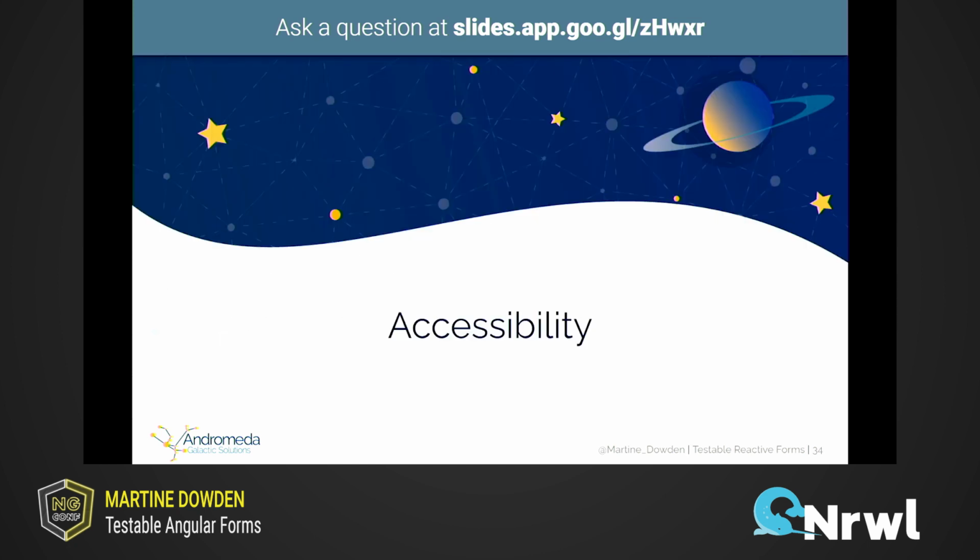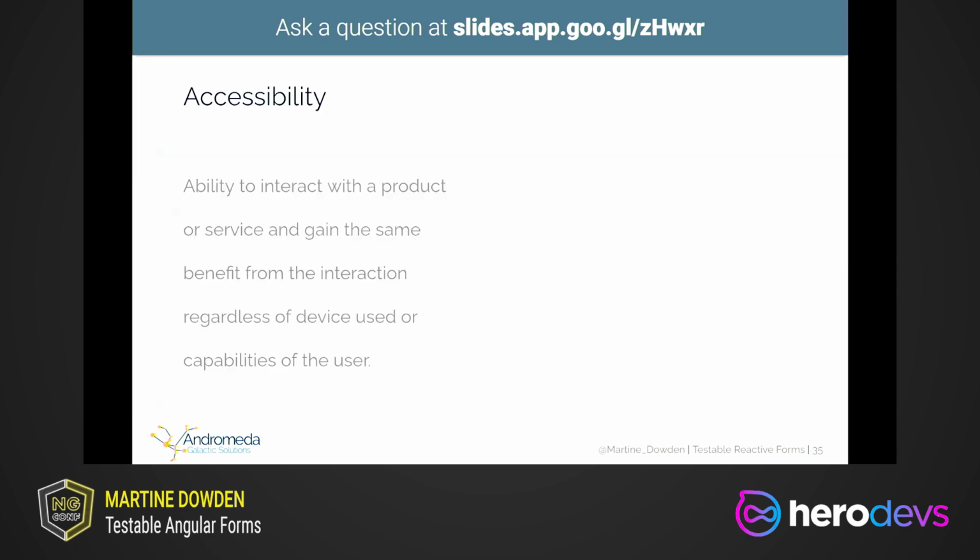All right, let's move on to something a little bit different in our testing, because forms, like anything else in our applications, have a lot of accessibility issues that we can run into. Accessibility has been a hot topic lately, and it is the ability to interact with a product or service and gain the same benefit from the interaction regardless of the device used or capabilities of the users. As a developer, that should freak you out, because I've pretty much told you you need to cater to everything and everyone at all times.